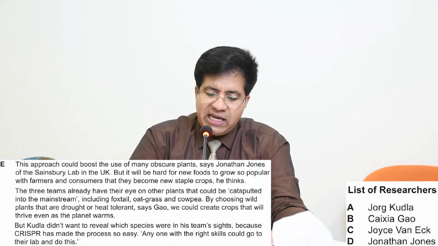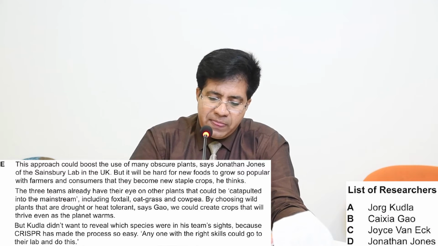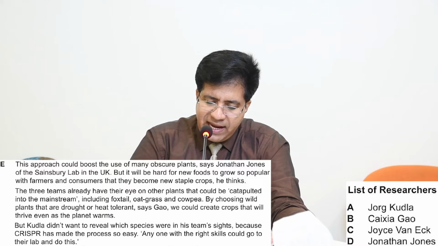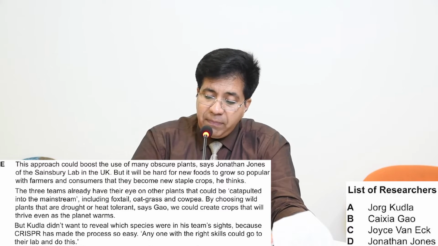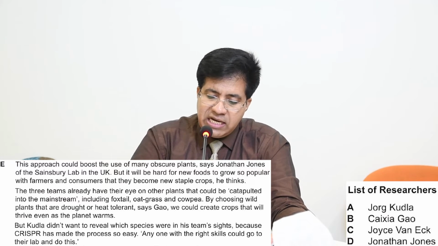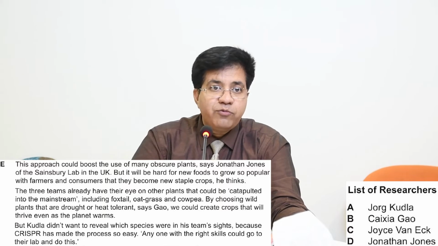Section E, second paragraph. The three teams already have their eye on other plants that could be catapulted into the mainstream, including foxtail, oatgrass, and cowpea. By choosing wild plants that are drought or heat tolerant, says Gao, we could create crops that will thrive even as the planet warms.